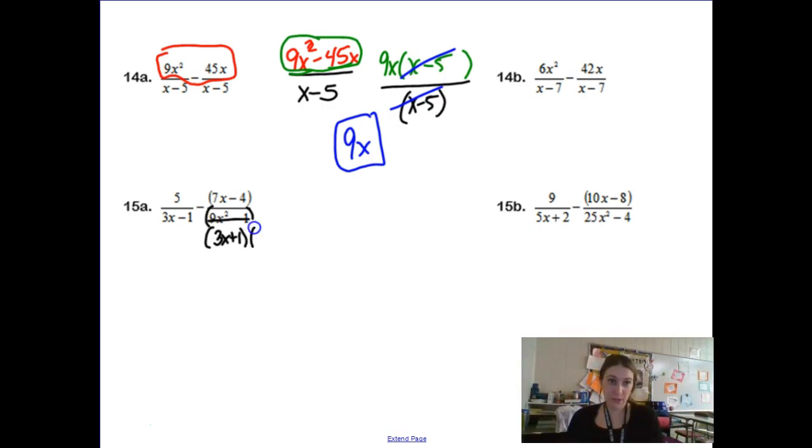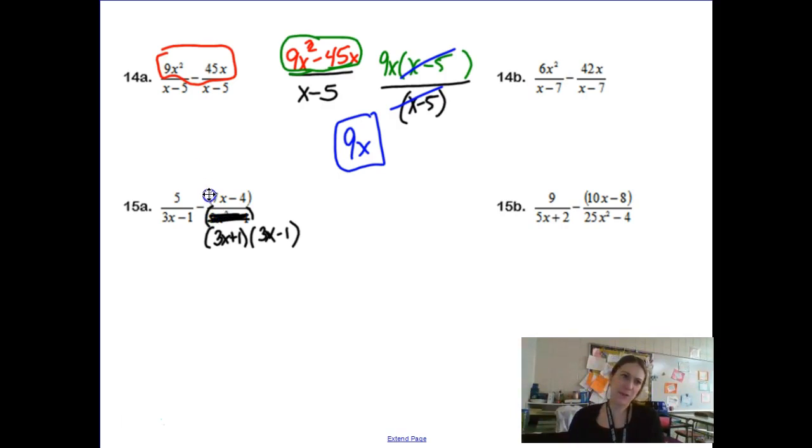So those of us who just do that cute little cross multiply everything technique, you're going to be in trouble on this one. Please don't do that. Oh my gosh, I can't write. 3x minus 1. There we go. So that's really my denominator here.